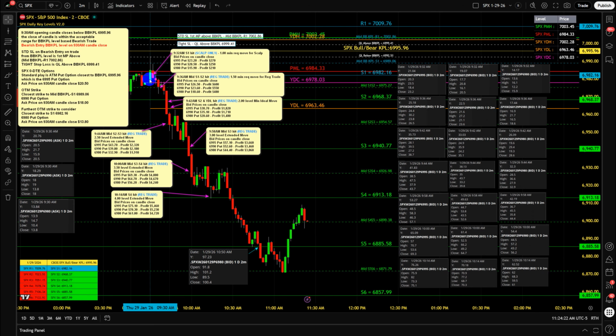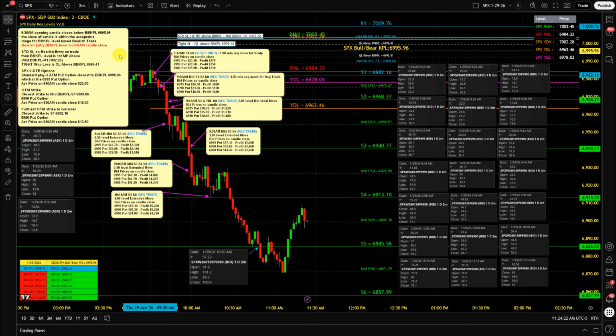Okay, so we have the 9:30 a.m. opening candle. As you can see here, it opens below, tries to wick up to the bull bear KPL but doesn't, and ends up closing below the bull bear KPL. So that is our bearish entry signal for the 9:30 a.m. opening candle. With this particular indicator, the 9:30 a.m. opening candle trade is part of the daily key levels trading strategy.